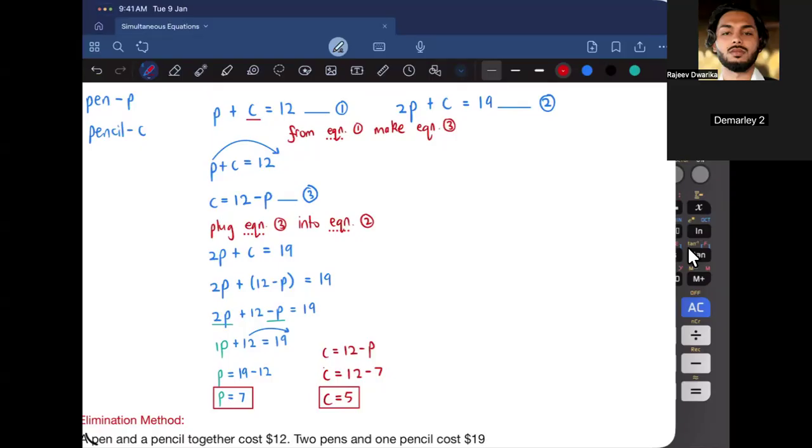You're going to plug in the value for P and C and check it. Right. So let me plug it into equation 1. So Demarley, if I plug P and C into equation 1, what is it supposed to be equal to if it's correct? Supposed to be equal to 12. Right. So we found P to be 7 and we found C to be 5. Is 7 plus 5 equal to 12? Yes. Right? So we good?